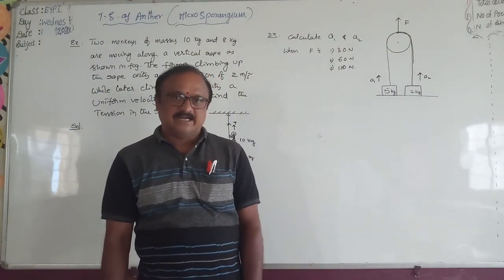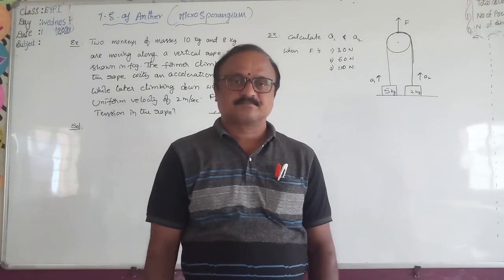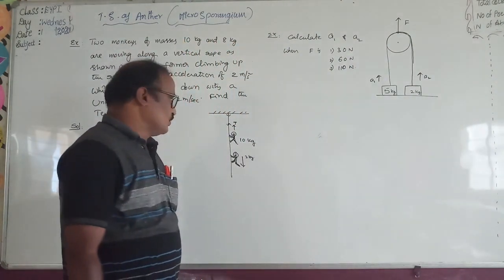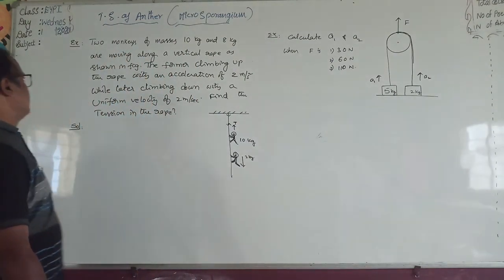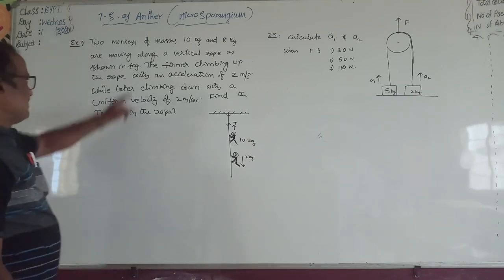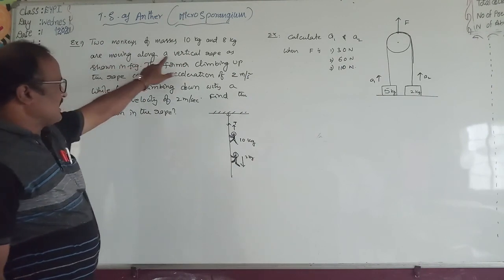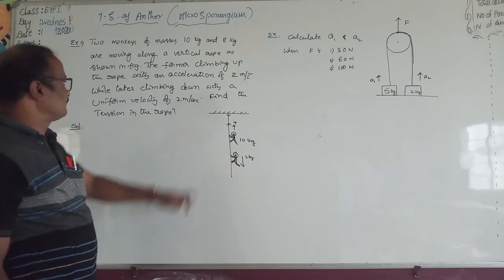Now, let us explain some problems based on pulleys and also tension developed in the ropes. See here, the first problem: two monkeys of masses 10 kg and 8 kg are moving along a vertical rope as shown in the figure. So this is the vertical rope.